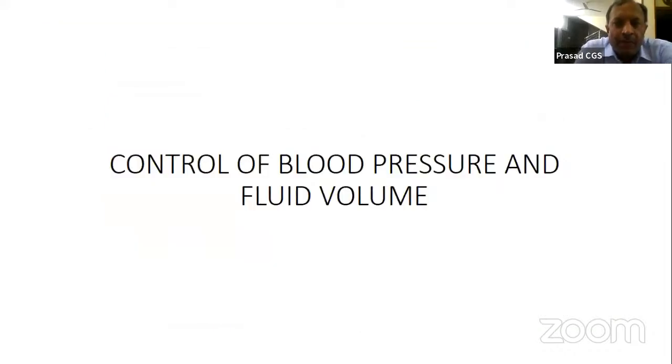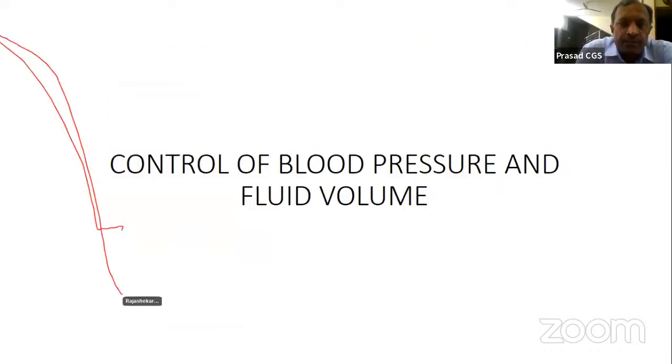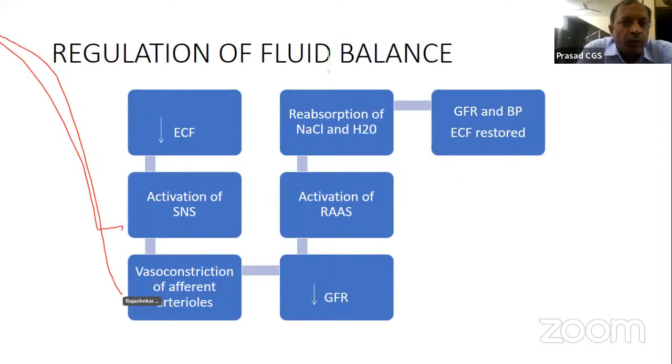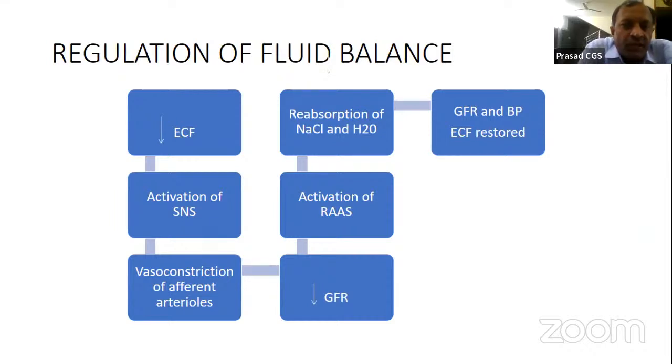Now coming to control of blood pressure and fluid balance, regulation of fluid balance. Whenever there is a decrease in the extracellular fluid volume, there is activation of the sympathetic nervous system, which results in vasoconstriction of the afferent arteriole. This results in decrease in GFR. This results in activation of the renin-angiotensin-aldosterone axis, reabsorption of sodium chloride and water at the DCT, and this increases GFR and BP, and extracellular volume is restored.